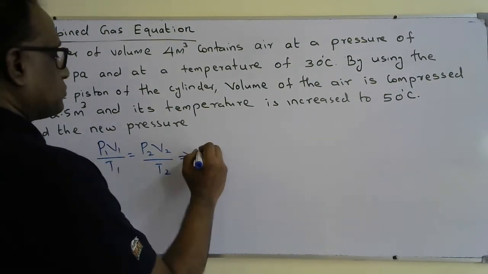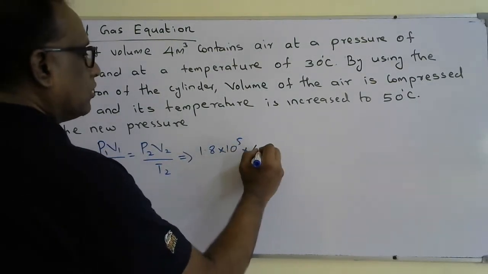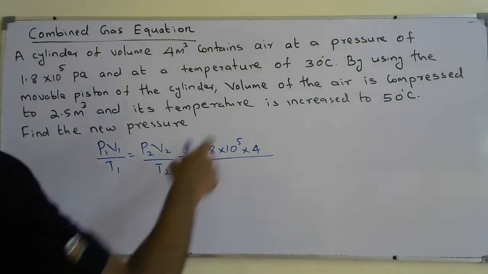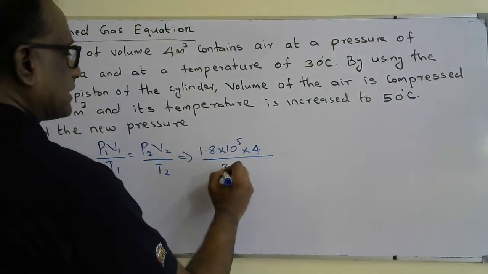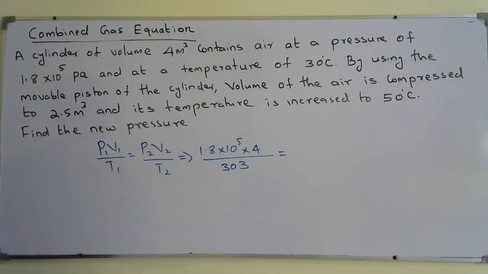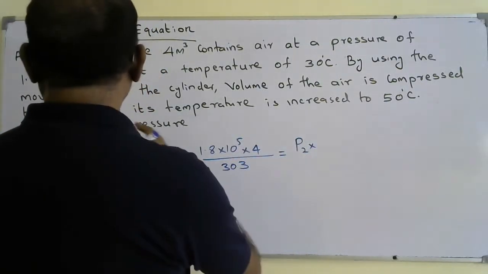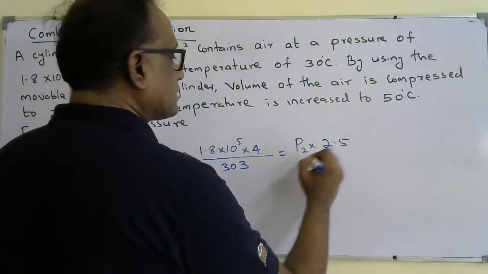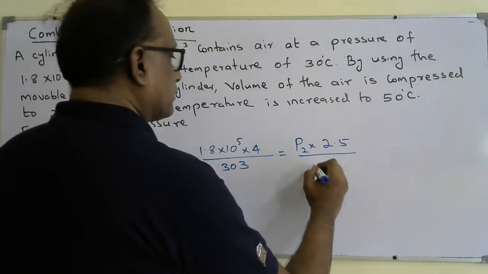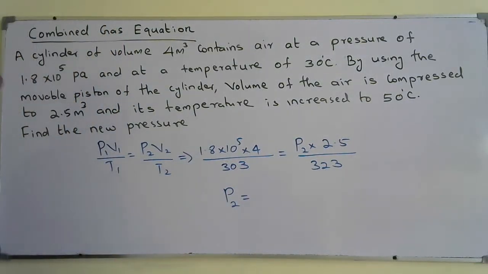So initially the pressure is 1.8 × 10^5. Volume is 4, over T1, which should be in absolute temperature. So that is 30 degrees Celsius, meaning 273 plus 30, 303. The next pressure P2 is the question, we need to find it. Volume is now 2.5, it's compressed. And the temperature is 50, so that is 323. Find P2, that's the new pressure of the air inside the cylinder.